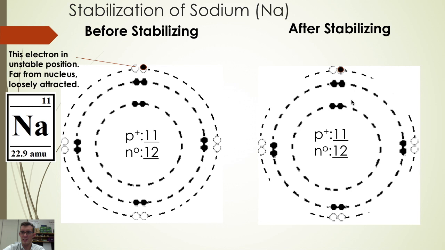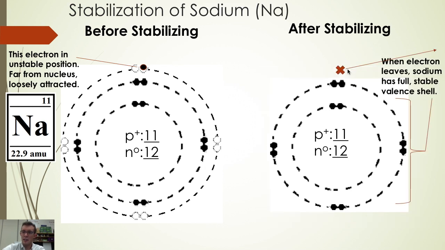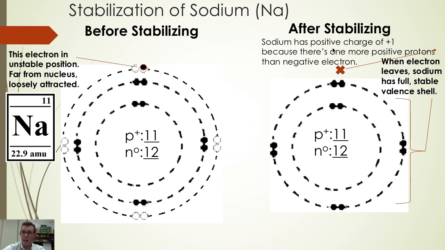And so if we come over to this half of the screen, what will happen to this electron is that sodium will lose it. And in the process, after that electron leaves, sodium will now have a completely filled valence shell. Now what's interesting is that in the process of losing a negative electron, sodium will gain a positive charge because while it used to have equal numbers of protons and electrons, there's now one more proton than there are electrons. There are 11 protons now, and there are only 10 electrons.